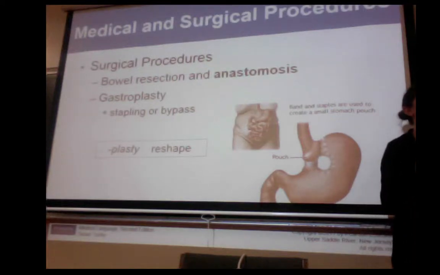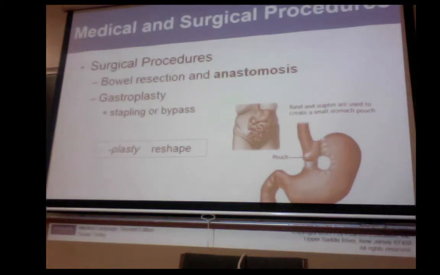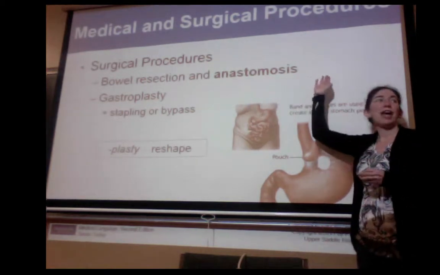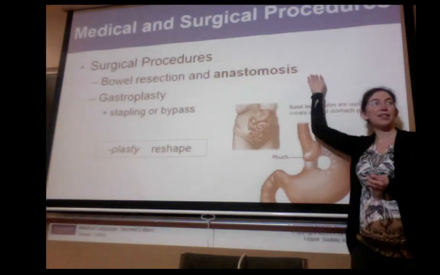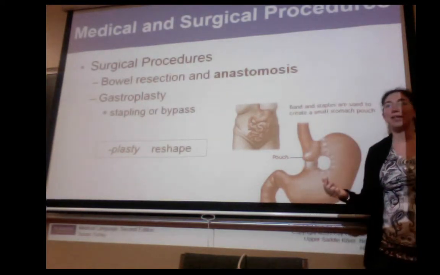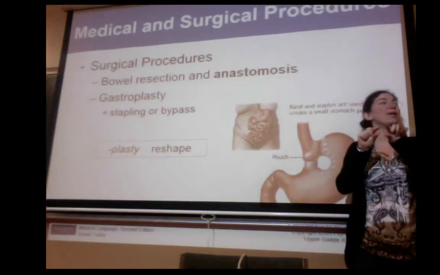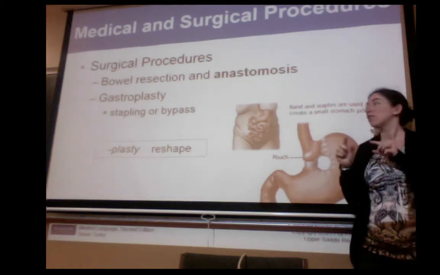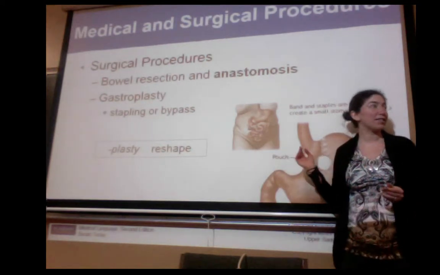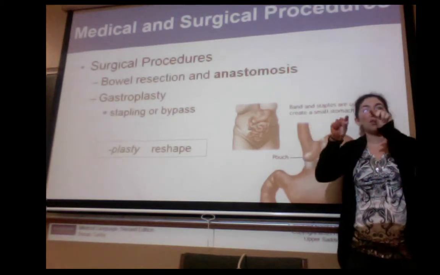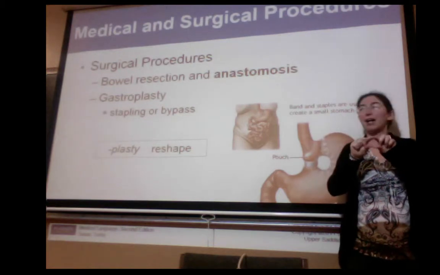Some drug categories in the gastrointestinal system. So some surgical procedures that can be done on the stomach and intestines: a bowel resection and anastomosis. Remember last time we said anastomosis is a fancy medical term that means to cut or sew two ends of a tube back together. We see this if you have a part of the small intestine removed, you'll cut a piece out and you'll anastomose or sew it back together.